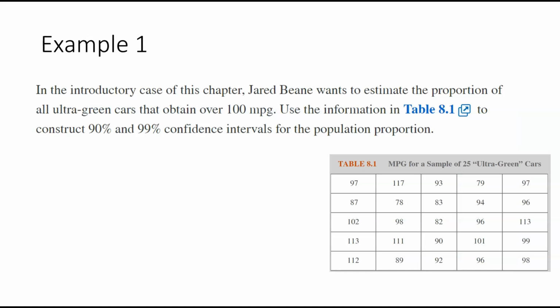Now in example 1, Jared Bean is estimating the proportion of all ultra green cars that obtain over 100 miles per gallon. We're using the information in this table to construct 90% and 99% confidence intervals for the population proportion. The formula is P hat, or P bar depending on the textbook, but I use P hat, plus or minus the critical z value associated with those confidence levels, multiplied by the square root of P hat times 1 minus P hat over n.